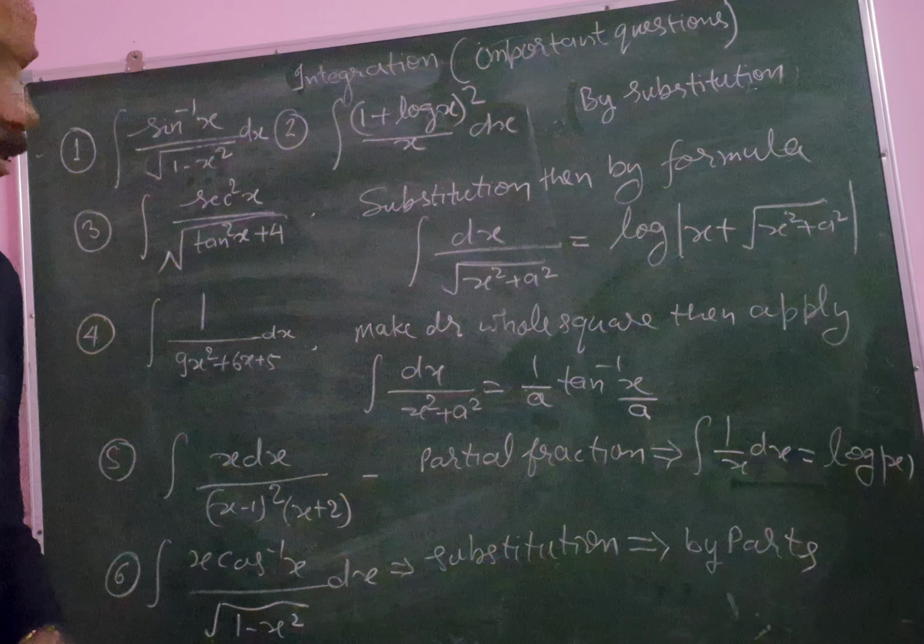First of all, you have to consider cos inverse x equals t, and its derivative is 1 upon root of 1 minus x square. Afterward, it will appear in the form of a product of two functions. They are solved by integration by parts.